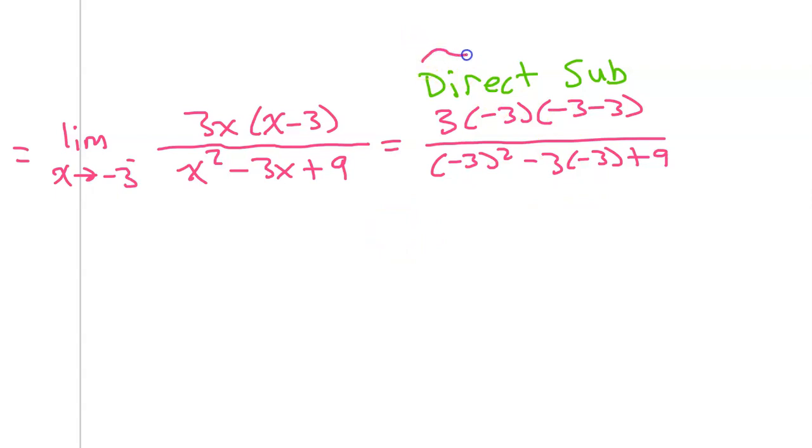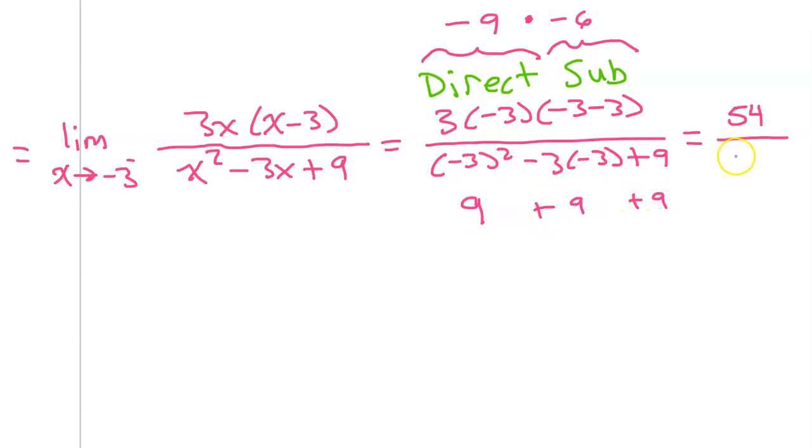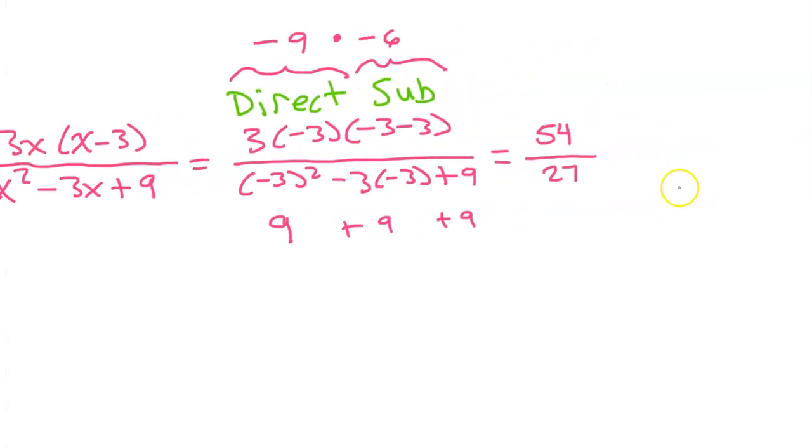So let's see, this part right here, I'm talking about the 3 times -3, that is -9. And this part over here is -6. So we have -9 times -6. So the numerator is positive 54. Meanwhile, in the denominator, this is positive 9, and -3 times -3 is positive 9, and another 9, so that's 27. And 54 divided by 27 is 2. So the limit is 2.